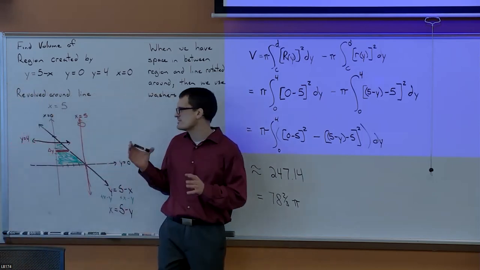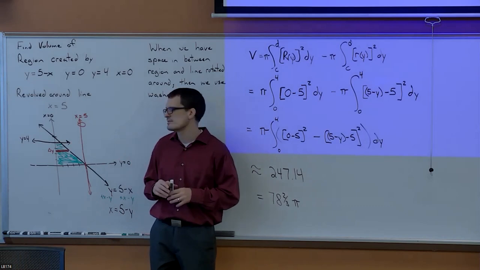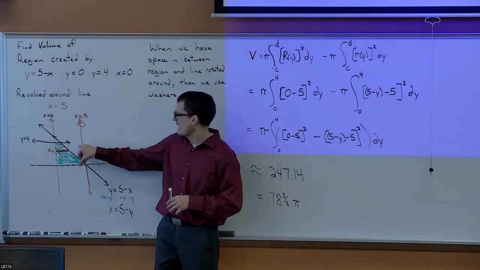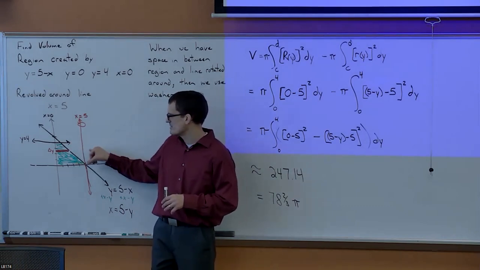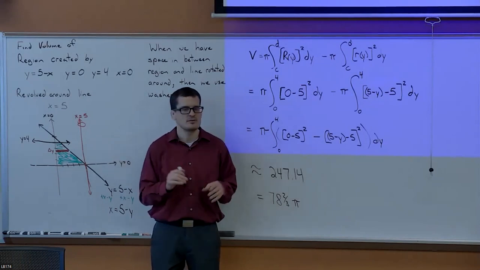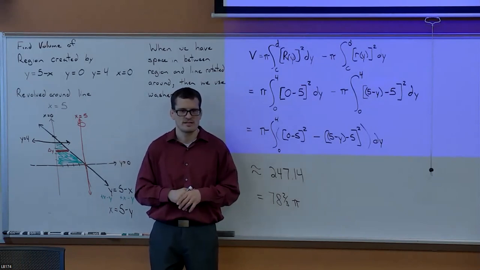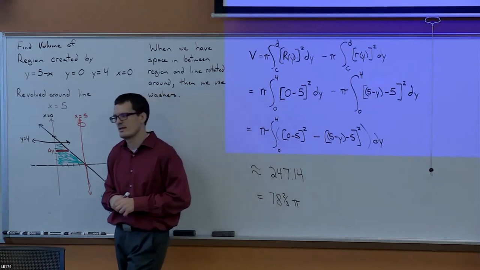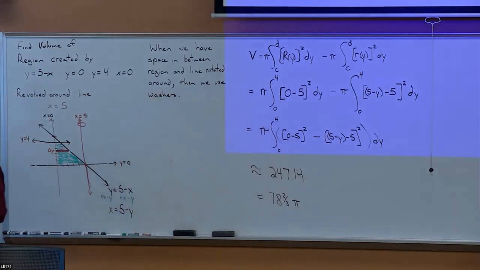So whenever we have space in between our region and the line I'm rotating around, I can do a washer method version. Disk minus disk. Okay? Disk minus disk. I shouldn't say it's a trick. Washer method version: disk minus disk.